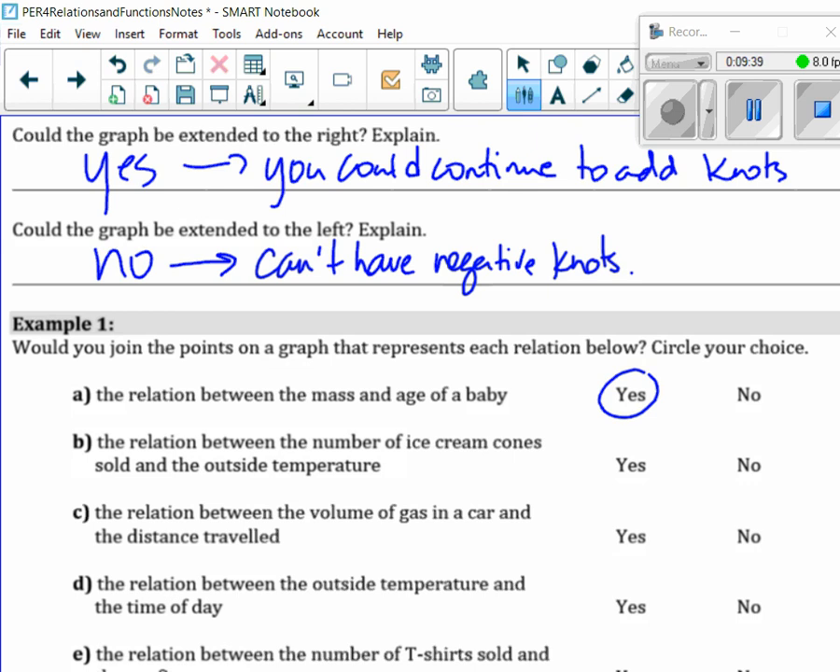Okay, the relation between number of cones sold and outside temperature. So that would be no. Why is it a no? You can't have partial ice cream cones. Okay. The relation between the volume of gas in a car and the distance traveled. Yes. The relation between the outside temperature and the time of day. Yes. The relation between the number of t-shirts sold and the profit. No. Okay, so do you get when you join it, when you don't? Because that will be part of your quizzes and tests now. Like you're going to plot data. Do you join them or not, right?